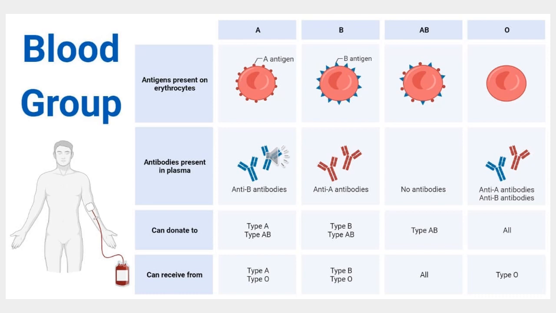So the universal donor is type O. They can give to any blood type, but the universal recipient is only AB. So we can give a unit of O to any blood type. But if I'm an O blood type, you can only give me type O blood.